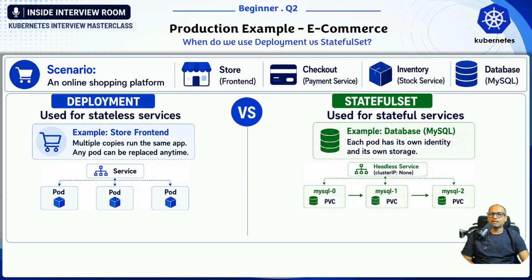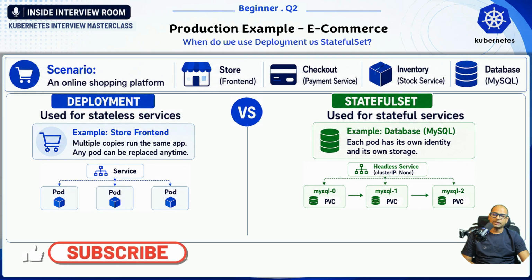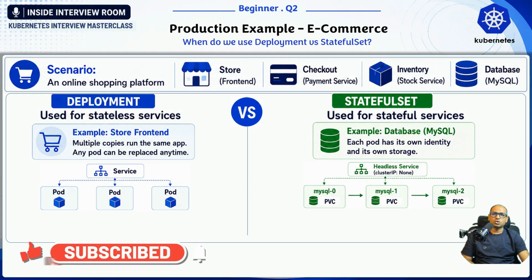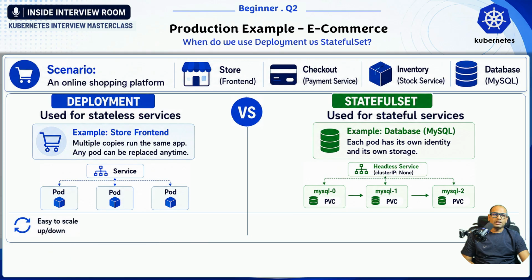Each pod has its own identity and its own storage. For example, with a headless service, cluster IP equals none, it can provision MySQL 0, MySQL 1, MySQL 2, like that, and each one can have its own PVC. Deployments are easy to scale up, scale down. Pods are replaceable, perfect for web servers, APIs, or workers.